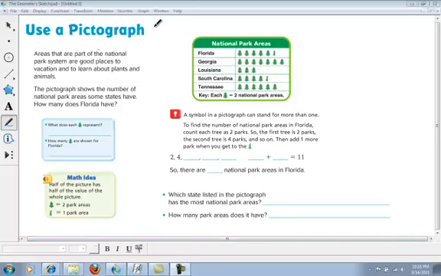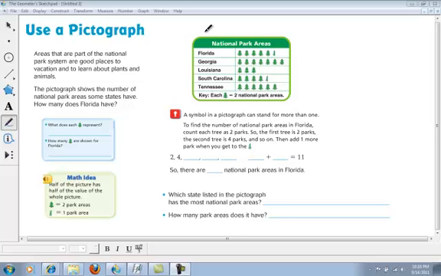In this lesson, we're going to learn how to use a pictograph. Let's look at our question. Areas that are part of the National Park System are good places to vacation and to learn about plants and animals. The pictograph shows the number of national park areas some states have. How many does Florida have?